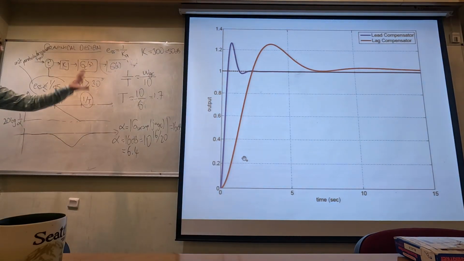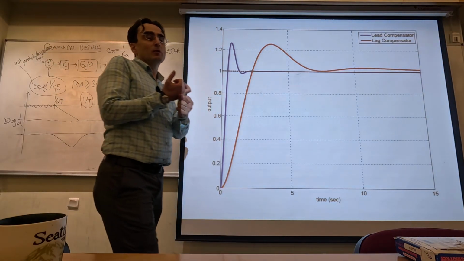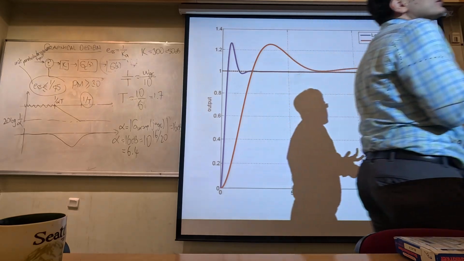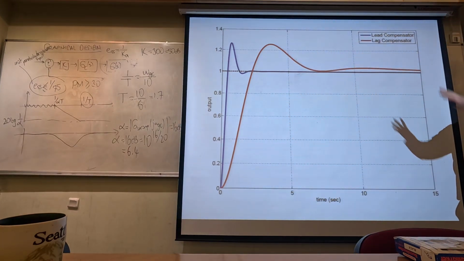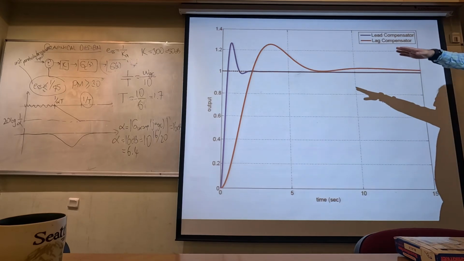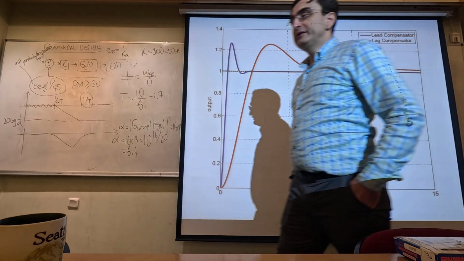So suppose that I use the phase lead compensator and phase lag compensator, and I put them into this closed loop system, and suppose that I look at the step responses of these two closed loop systems. When you do that, you're going to get something like this. The red curve belongs to the lag compensator, and the blue curve belongs to the lead compensator.